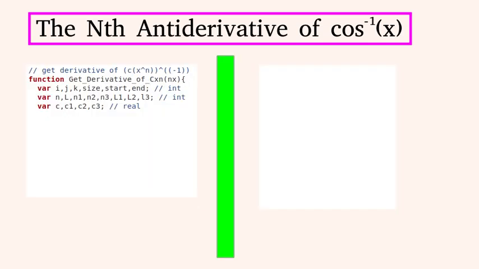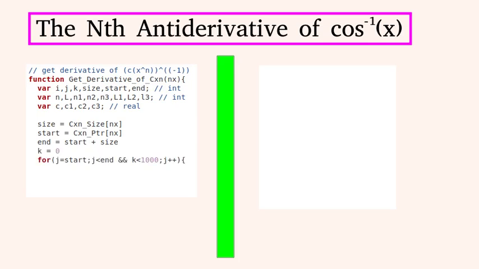So now to write up some computer code to find the derivative of c times x to the power of n's antiderivative that we've just found in the table. We'll declare the function with all of its internal variables. We'll get the start and end of this expression in the table using the pointer and size arrays. We'll make up a loop to loop through all of the terms in this expression, and we'll put in the variable k to prevent infinite loops from happening.